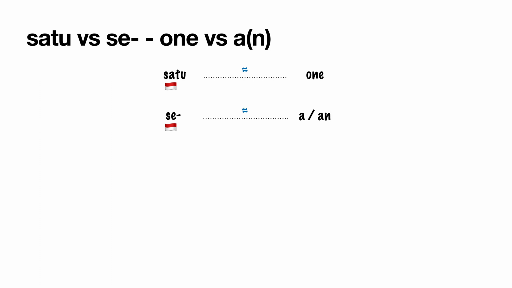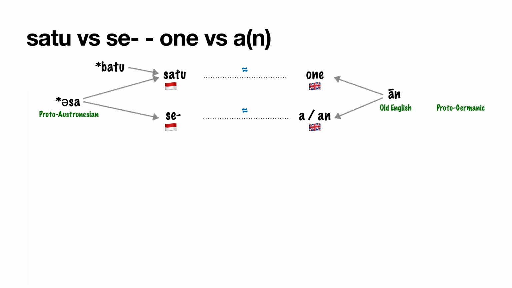An interesting phenomenon is that Indonesian word satu, which is equivalent to English word one, and Indonesian prefix se, which is somehow equivalent to the English word a or an, both share the same older root, in this case Proto-Austronesian word asha. The interesting thing is that English word one and English word a or an also share the same older root, in this case from Old English word on, which came from Proto-Germanic word ainas. Both Indonesian word se and English word a or an are used as a singular indefinite article to talk about what, while Indonesian word satu and English word one are used to talk about how many.